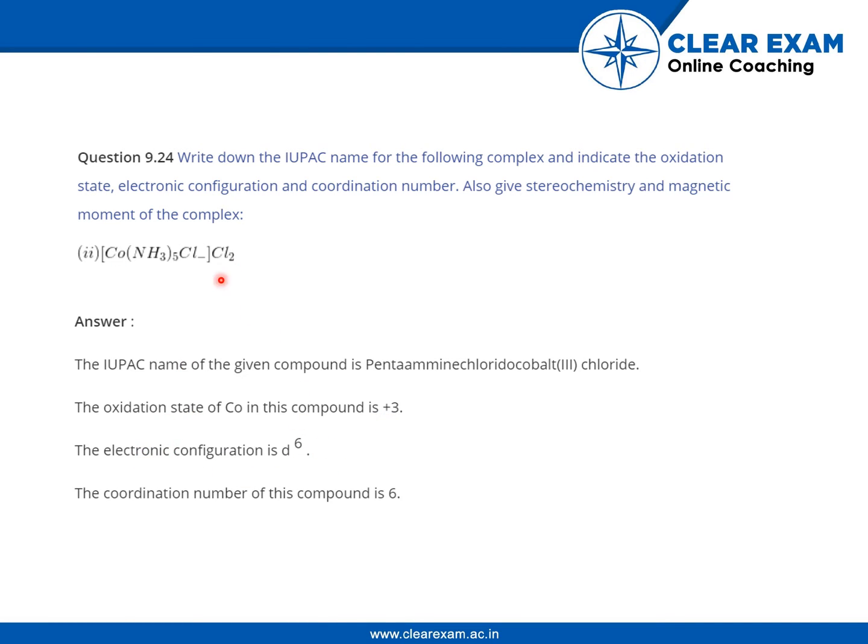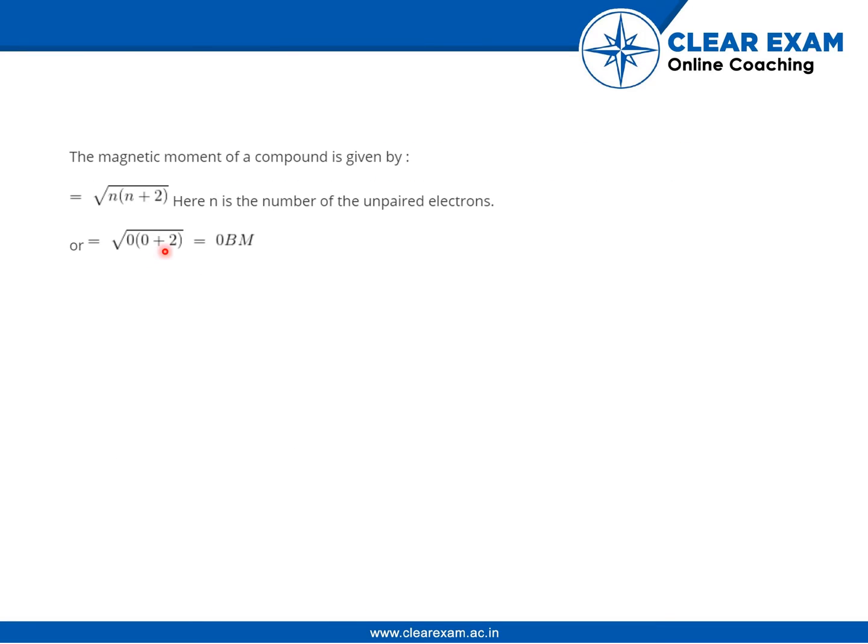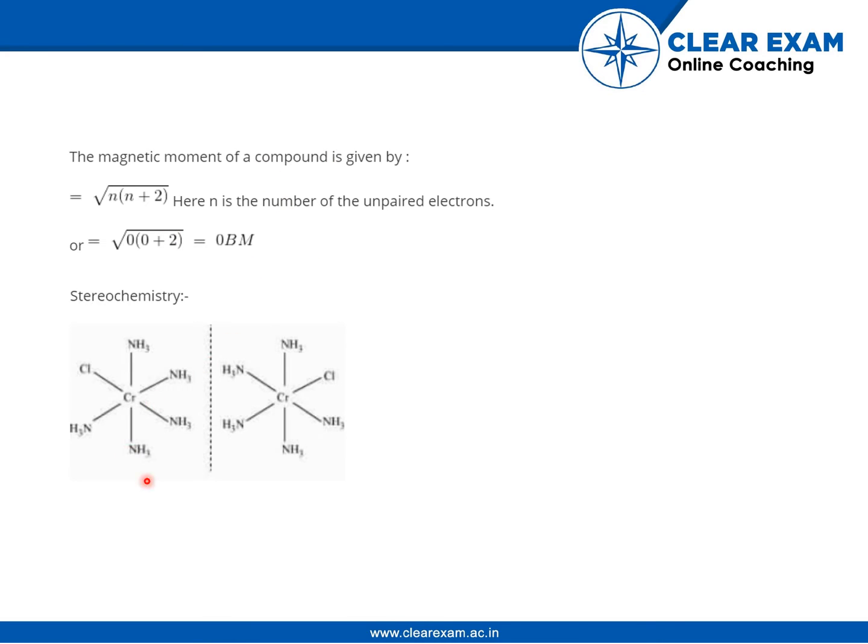Electronic configuration will be t2g6 as its ground state configuration is 4s2 3d7 and its oxidation state is plus 3. So the net electronic configuration will be t2g6. The coordination number of this compound is 6, as you can see, there are 6 ligands. The magnetic moment of the compound is 0 as there are no unpaired electrons. All the electrons get paired up in this coordination compound. This is the stereochemistry shown below.